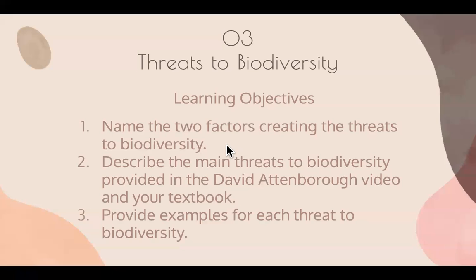So your learning objectives include naming two factors creating the threats to biodiversity. There are numerous threats, but there are two main processes or two main factors that are leading to those threats. You need to be able to describe the main threats to biodiversity provided in a video that I've given you and your textbook. And you also need to be able to provide an example of each.